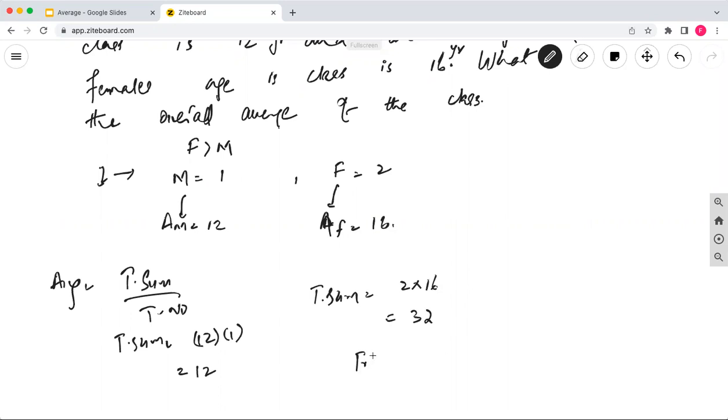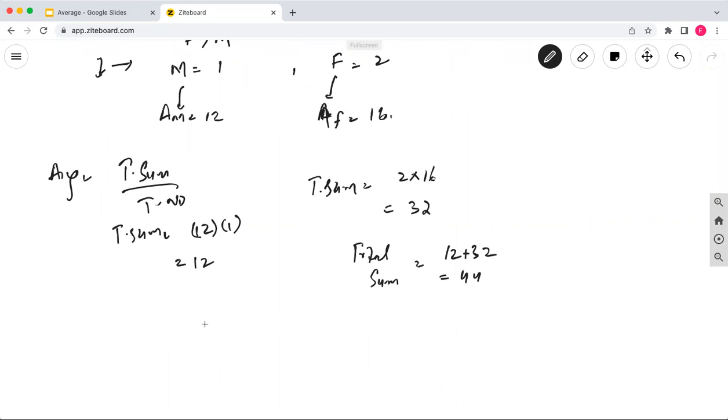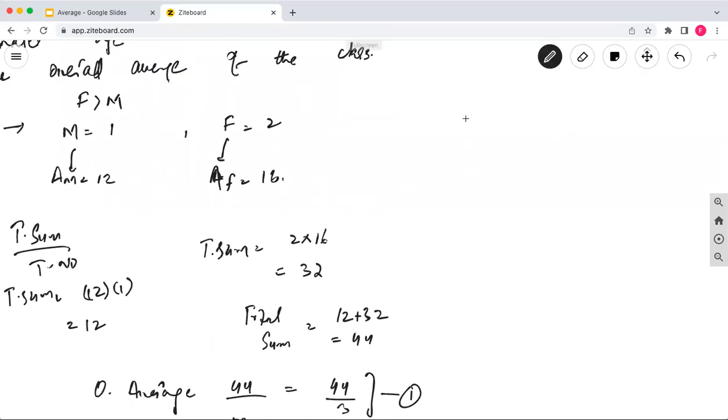Now the total sum, by combining both, is 12 plus 32, which is 44, and the overall average will be 44 divided by 1 plus 2, which is 44 by 3, right? This is the first scenario. Now the other scenario is if I take the inverse of this, if I consider males greater than females, and for example males equal 2 and females equal 1, will the result be the same or different?